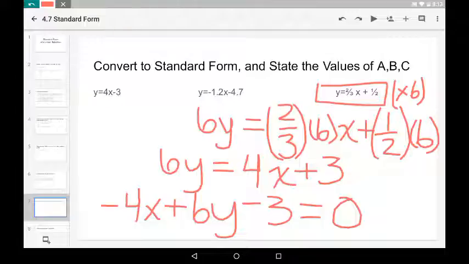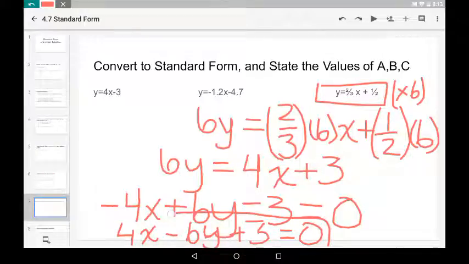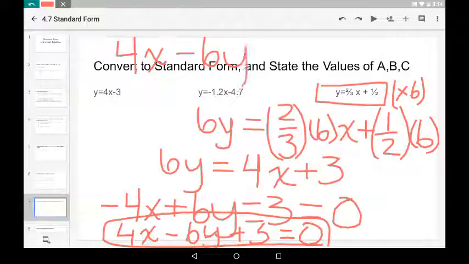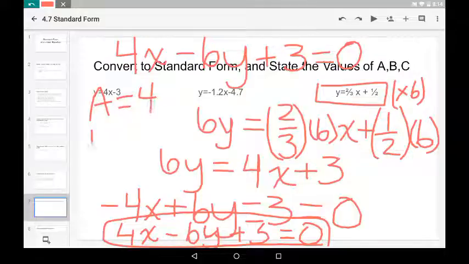Okay, I have a negative a value here, so I'll multiply all the terms by negative 1. So I'll have 4x minus 6y plus 3 equals 0. It's a little squished down here, but that's my standard form. 4x minus 6y plus 3 equals 0. So my A is 4, B is negative 6, and C is 3.